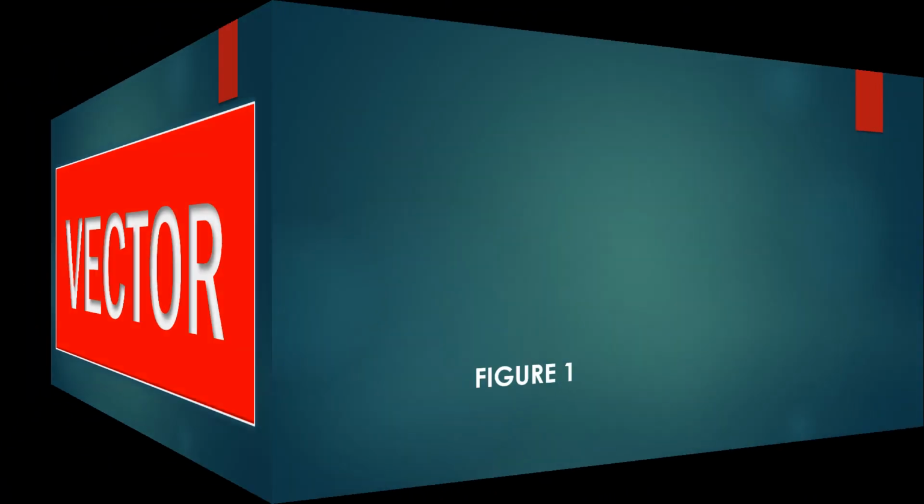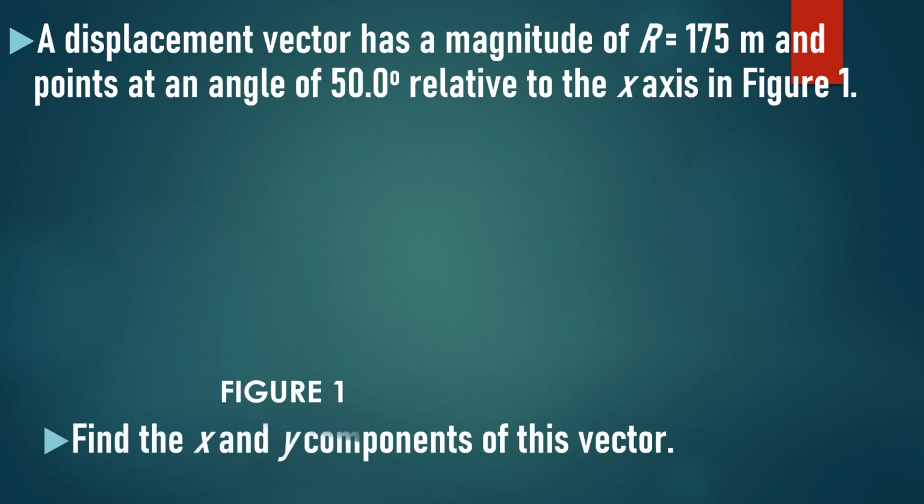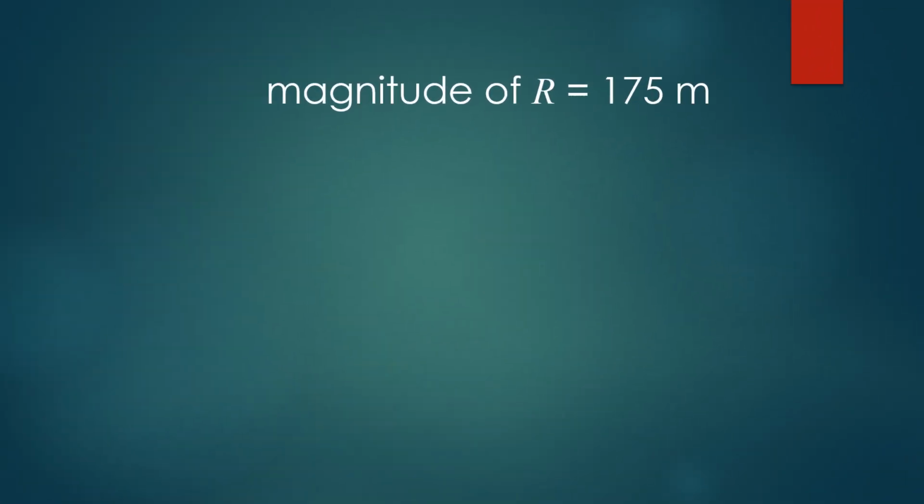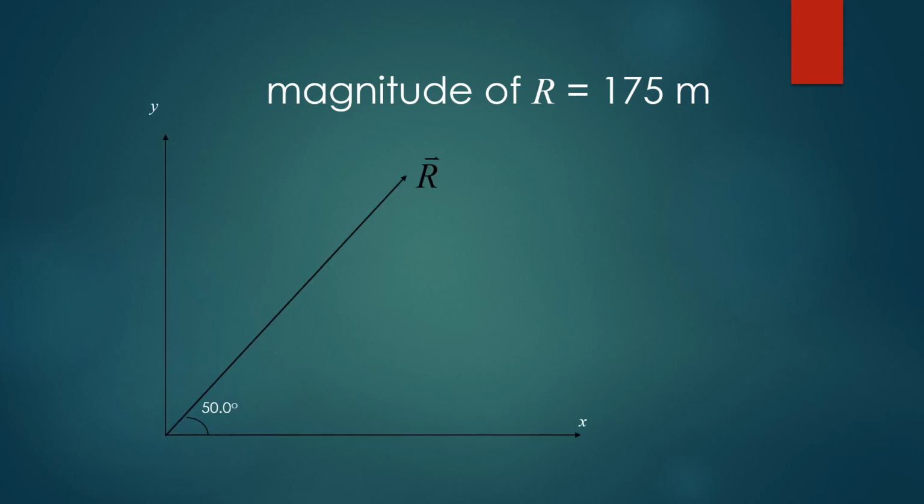I've placed 2 questions for the vector. This is the first question, the basic things that you should know. Given a displacement vector with a magnitude of r equals 175 meter, at an angle of 50 degrees relative to the x-axis, find the x and y components of this vector. It means we have to find the value of x and the value of y that sum to give r. The first thing given is the magnitude of r, that is 175 meter, so write down 175 meter for r.